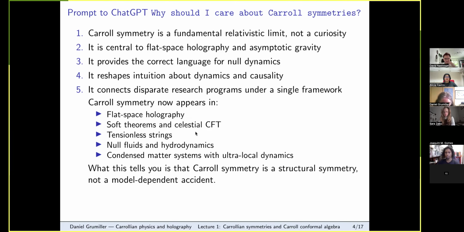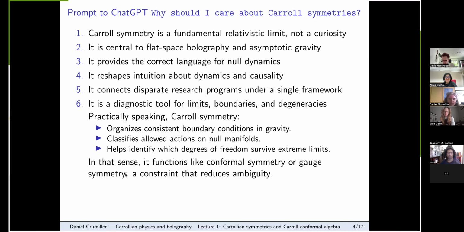Then the next point is it connects disparate research programs under a single framework. Carroll symmetry now appears in flat space holography. That's absolutely true. Soft theorems in celestial CFT. Well, it's somewhat true. There's a relation between celestial CFT and Carrollian amplitudes. Tensionless strings. That's absolutely correct. Null fluids and hydrodynamics. Yes, in a certain limit. And condensed matter systems with ultra-local dynamics. That's also correct. So what this tells you is that Carroll symmetry is a structural symmetry, not a model-dependent accident. I think I agree with that statement.